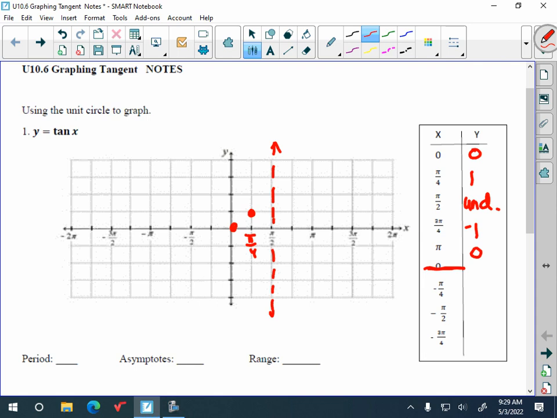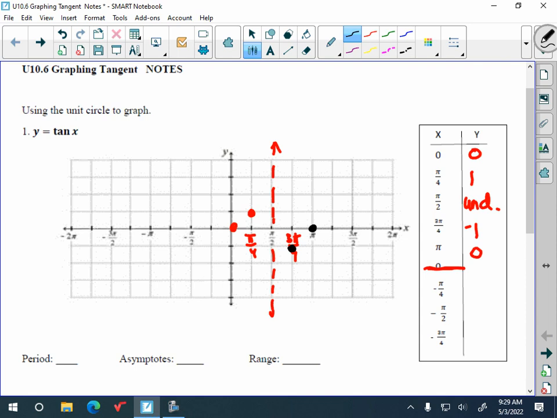All right, then 3 pi over 4 is between pi over 2 and pi. So here's our 3 pi over 4, and its value is negative 1. So it's going to be right here. At pi, we're at 0.